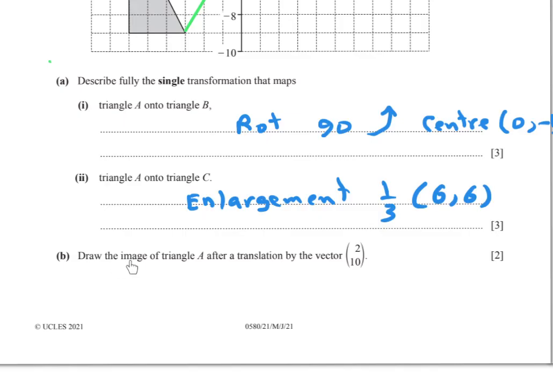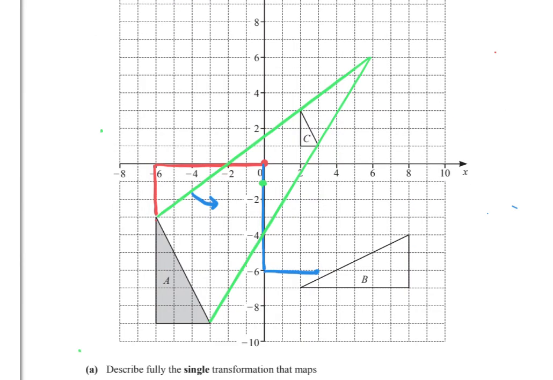B, draw the image of triangle A after a translation by the vector (2, 10). This means 2 to the right and 10 up. We can find the image for this point by this translation. Move 2 to the right, and then 10 up: 1, 2, 3, 4, 5, 6, 7, 8, 9, 10. So this is the image.